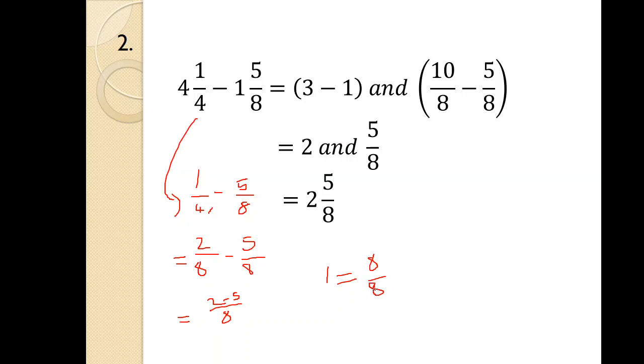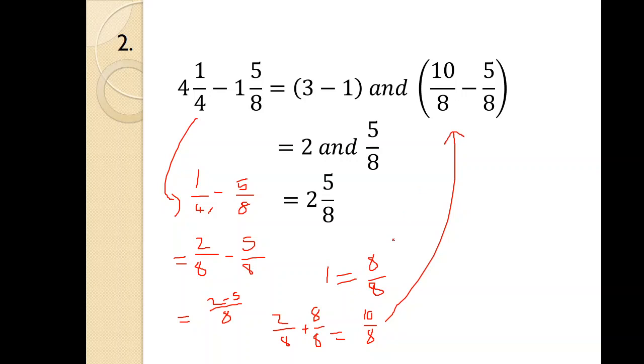Since I borrowed that 1 from 4, I will add it to 1 over 4. Which is 1 over 4 is equal to 2 over 8. Then you add that 1, which is just 8 over 8. You can see that we have 10 over 8, which I have here. That's why I put 10 over 8 there.